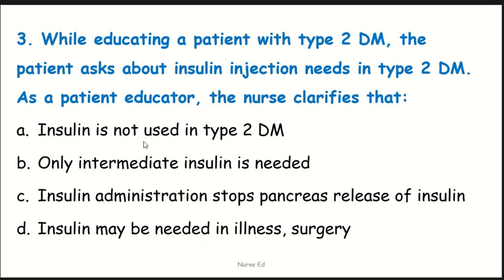Question number 3. While educating a patient with type 2 DM, the patient asks about insulin injection needs in type 2 DM. As a patient educator, the nurse clarifies that option A, insulin is not used in type 2 DM. Option B, only intermediate insulin is needed. C, insulin administration stops pancreas release of insulin. D, insulin may be needed in illness and surgery. And the answer is insulin may be needed in illness and surgery. Option D is the right answer.